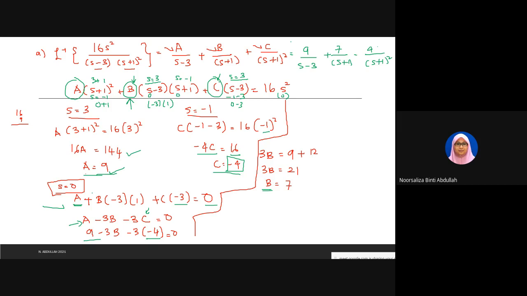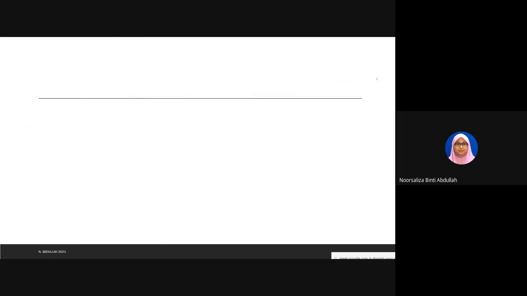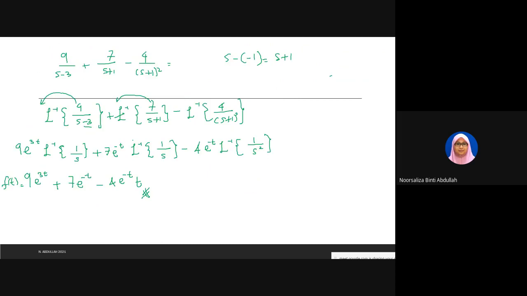Itu baru pecahan separa, belum inverse lagi. Oh, okay. Jadi ini baru first step, you dapatkan dalam bentuk pecahan separa. Ini dalam bentuk pecahan separa. So you kena gunakan ni untuk dapatkan inverse dia macam ni. You carikan inverse untuk 1, inverse untuk 2, inverse untuk 3. Sebab tu you ada ini, ni dengan ni. So you ada 3 jawab. F(t) equals to, okay, you ada yang ini. Ini baru inverse dia. Kalau tadi baru you letakkan di dalam bentuk pecahan separa.